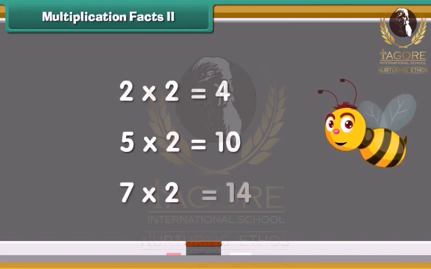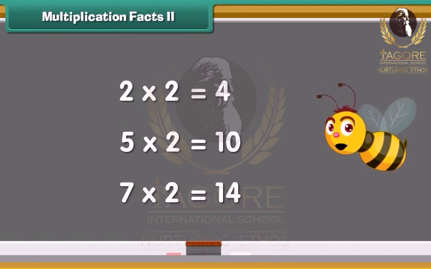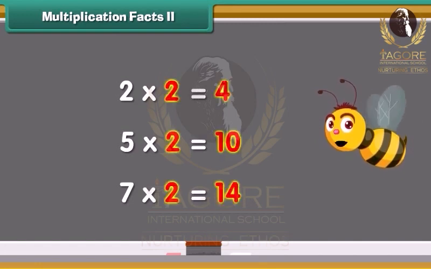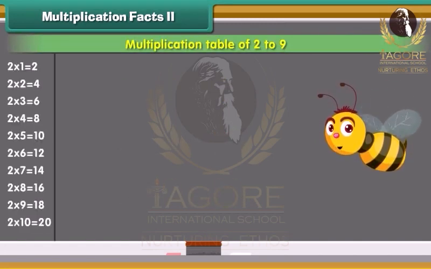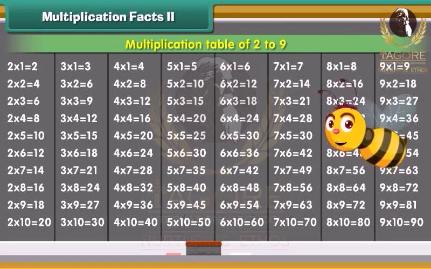The multiplication tables are based on the multiplication facts of different numbers. The multiplication tables of 2 to 9 are displayed on the screen.